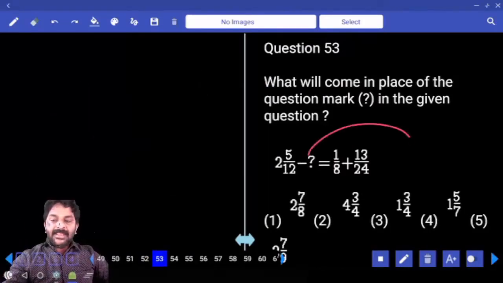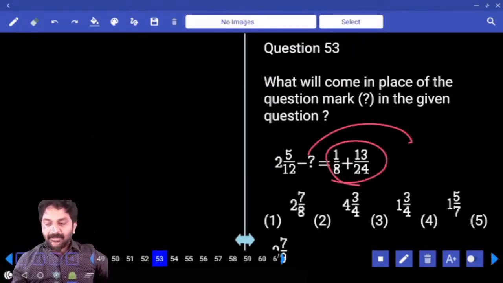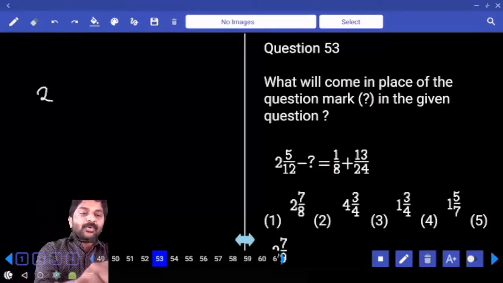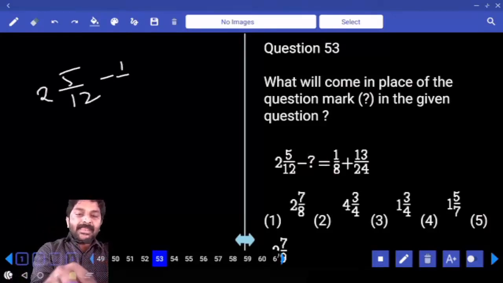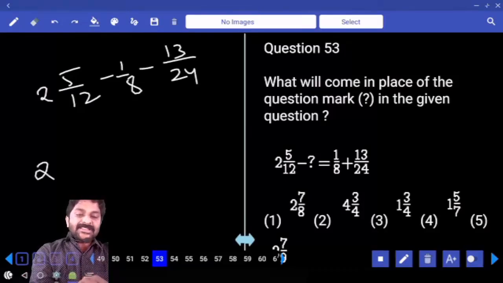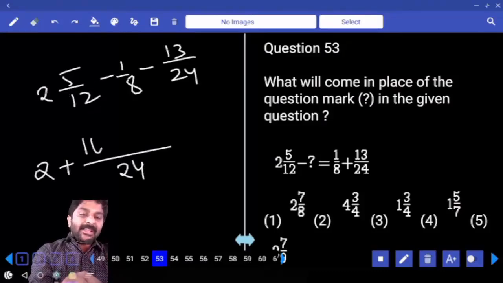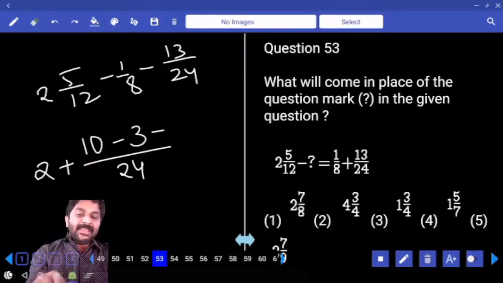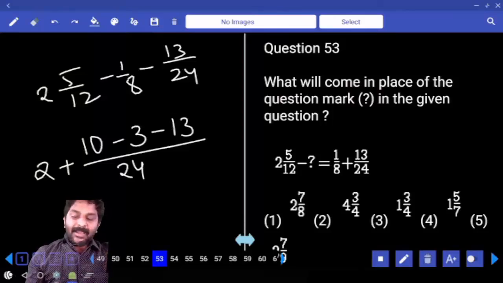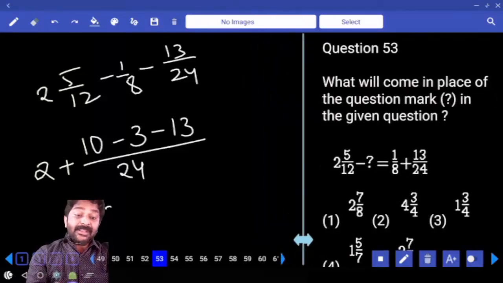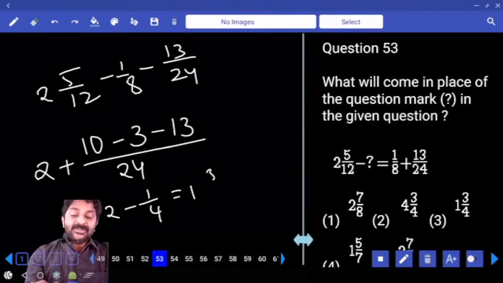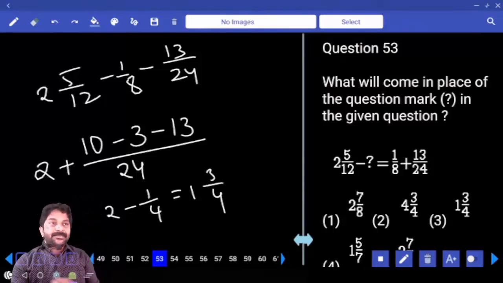Okay, come on. Minus x goes to the other side. These two values will come to left hand side. Is that okay? 2 5 by 12 minus 1 by 8 minus 13 by 24. Integer is 2. LCM 24. 12 2 times. 2 into 5, 10. Minus 8 3 times. Minus 13. Come on. Minus 16 plus 10. Minus 6 by 24. That is 2. Minus 6 by 24 can be written as 1 by 4 only. That is 1 3 by 4 only. Yes, third option.